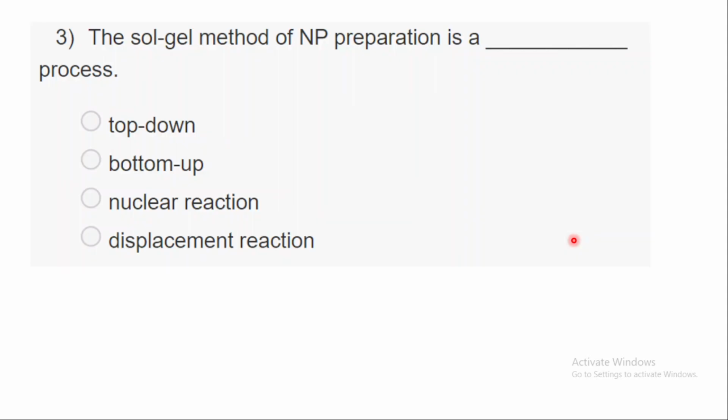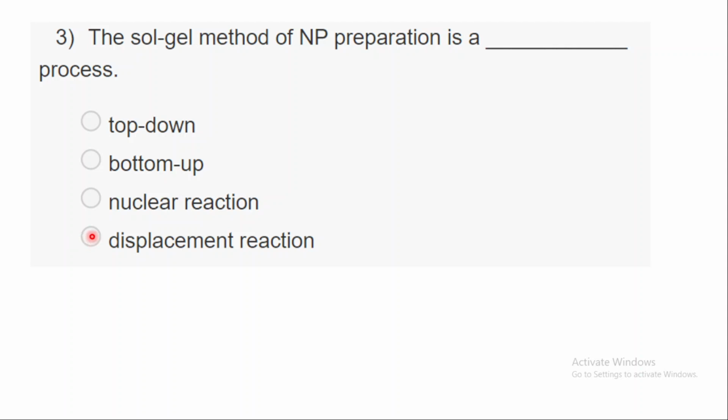The next question is about a process of nanoparticle synthesis. The sol-gel method of NP preparation, NP here means nanoparticle, is a dash process. Option A, top down. Option B, bottom up. Option C, nuclear reaction. Option D, displacement reaction.